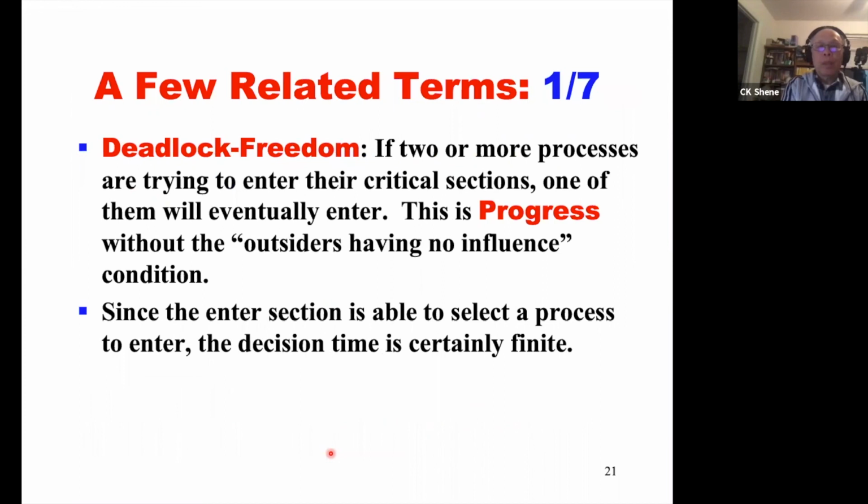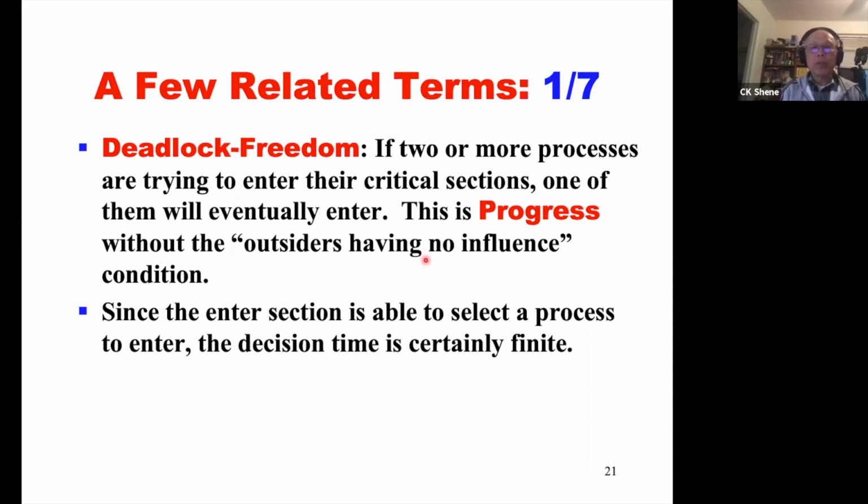Now, we need to introduce a few related terms. I left most of them for you to read. Sometimes we see deadlock freedom. A solution to the critical section problem is deadlock free if 2 or more processes are trying to enter their critical section, and one of them will eventually enter. This is the progress condition without the outsiders having no influence.